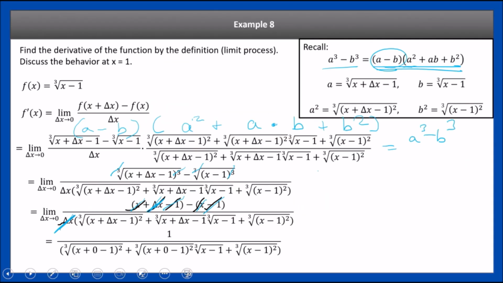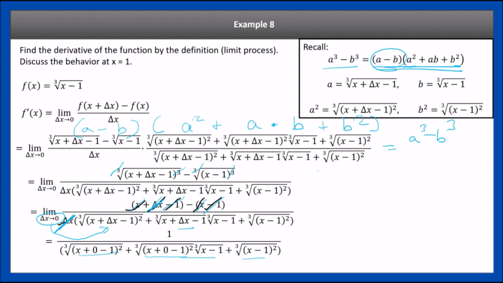All right, so if I look at this, the numerator turns into 1 because delta x divided by itself gives 1. And we just have the denominator, and what we did is we replaced delta x with 0, so we made a substitution there, and that's it. So we don't need the limit symbol anymore, because we plugged in 0 for delta x.